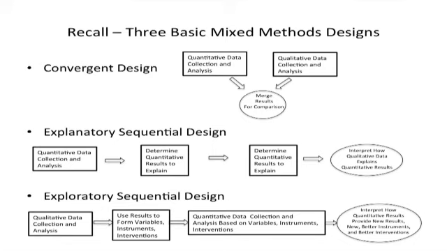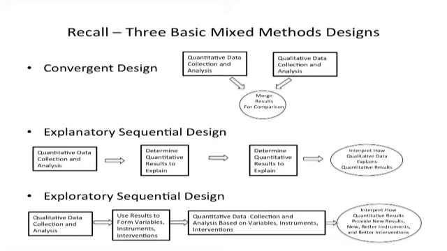An explanatory sequential design is one where we're going to begin quantitatively, such as conducting a survey. We're then going to analyze the data, and we're going to then follow up with qualitative to help explain those quantitative results in more depth. Sometimes we have surprising results from our quantitative data collection, and by talking to some people, conducting interviews, focus groups, we can explain those results in more detail.